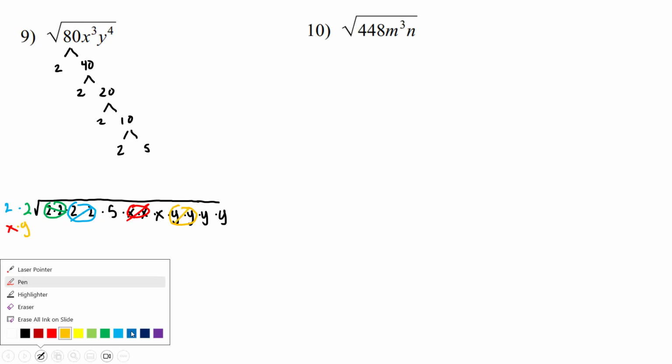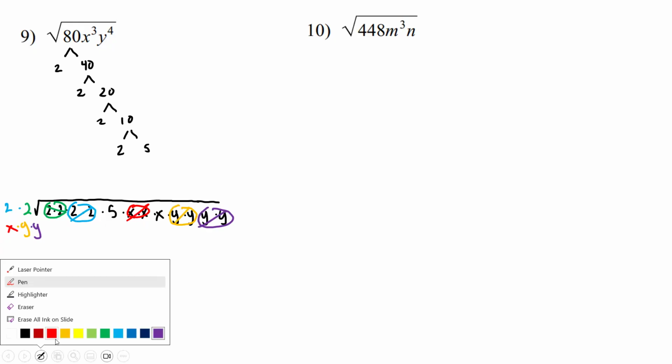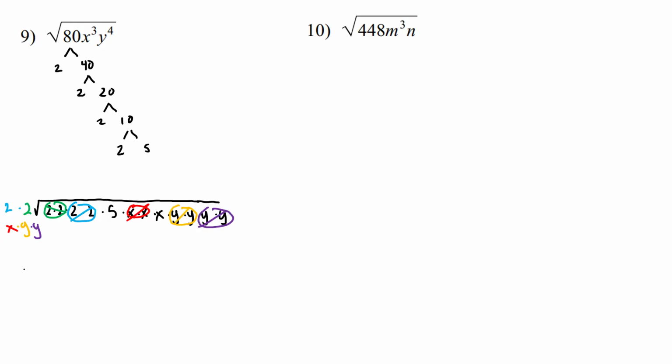And then one more pair of Ys. So just find all of the buddies, and for every pair, one of those goes on the outside. Multiply back through. So 2 times 2 is 4. Y times y is y squared. So 4xy squared on the outside. And I still have a 5 and an x left on the inside. If there are more numbers left on the inside, then you just multiply those out too.